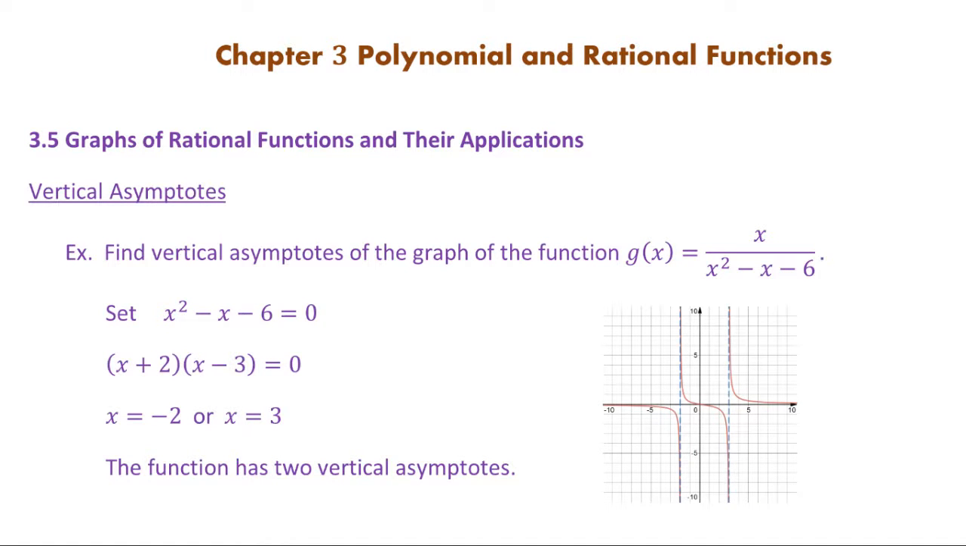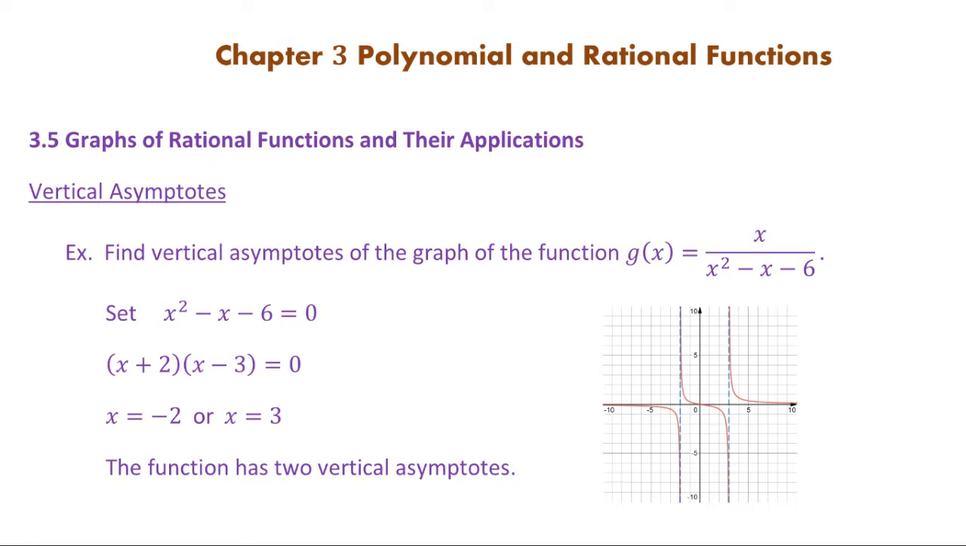We need to find the vertical asymptotes of the graph of the function g equal to x over x squared minus x minus 6. Again, you just set the denominator equal to 0: x squared minus x minus 6 equal to 0, and then solve the equation. We can easily factor the left-hand side. That's x plus 2 and x minus 3. That's the first method to solve quadratic equations, right?